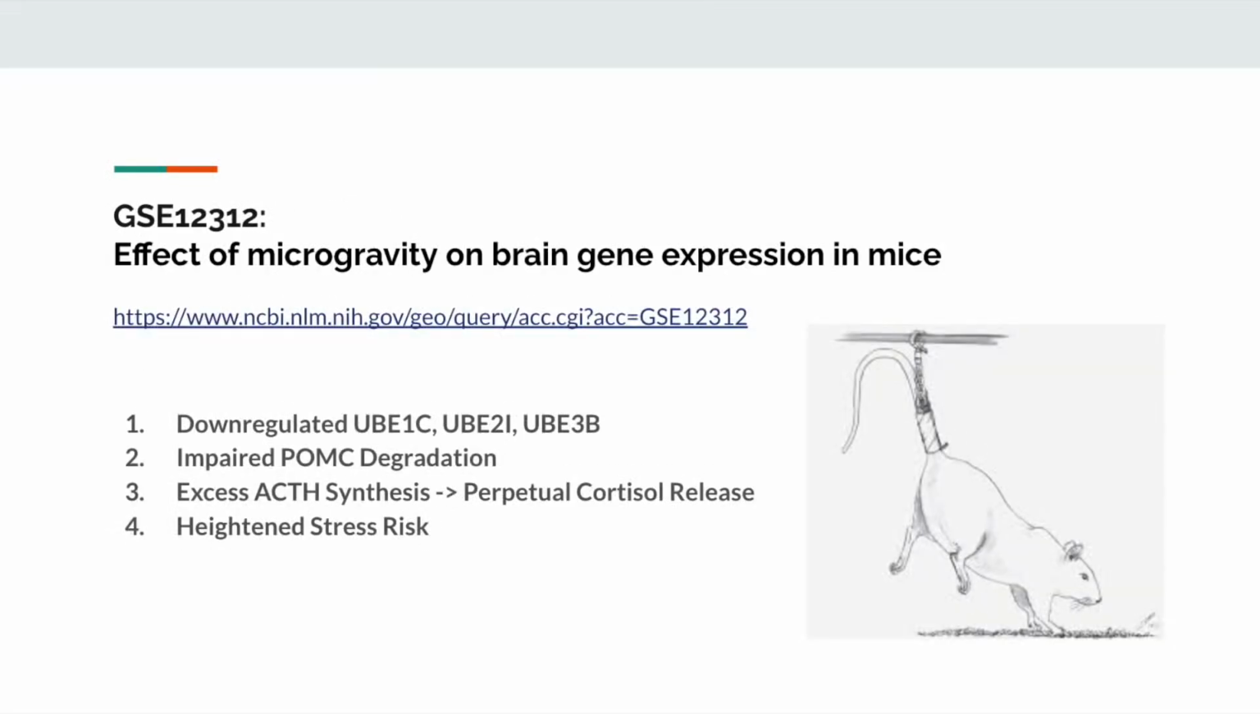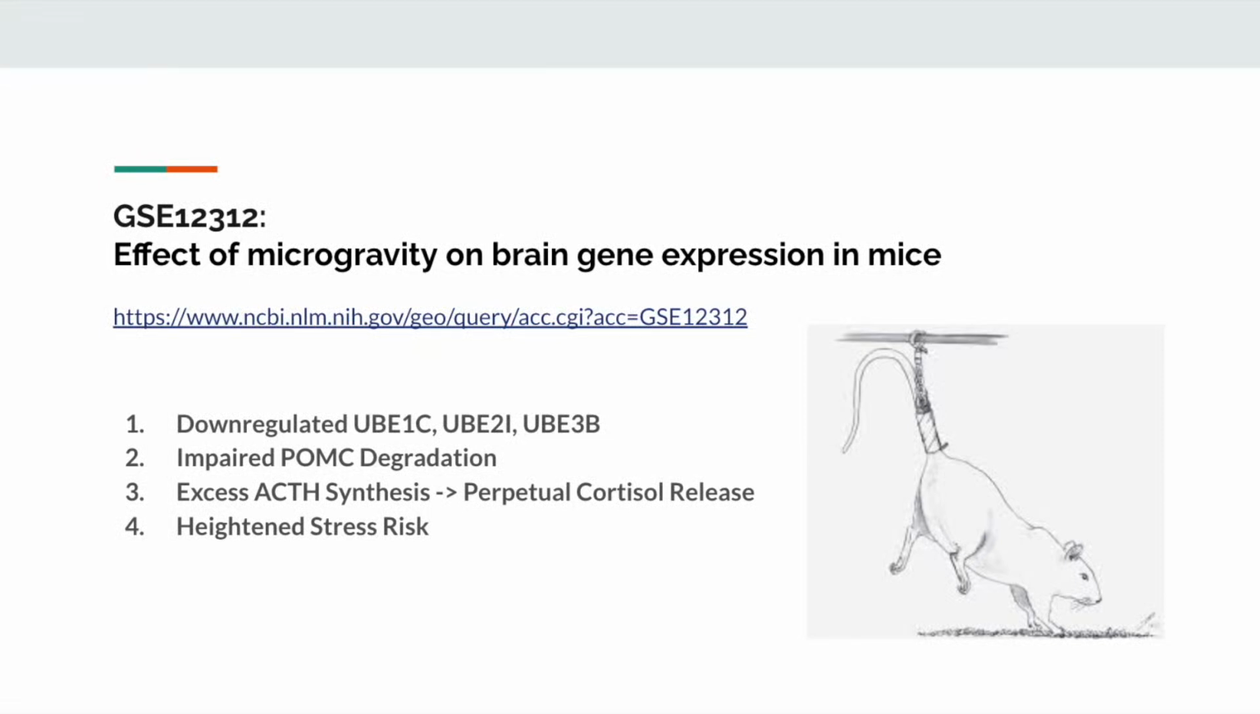The GSE12312 dataset is a collection of hind limb unloaded mice, used to see how their brain gene expression changes under the condition. After analyzing the data, I found that the genes UBE1C, UBE2I, and UBE3B, each responsible for one of the steps in ubiquitination, were all downregulated. Therefore, POMC degradation is impaired, and there will be excess ACTH synthesis, which means there will be a perpetual cortisol release.